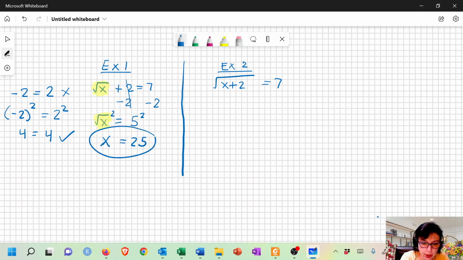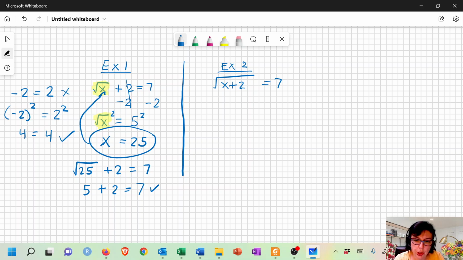So I need to take this 25 and I need to plug it in for x. And when you plug it in, you always want to plug it back into the original equation. So in this case, square root of 25, that's a 5, plus 2, so that's 7. That is correct. And that means that 25 was really a solution.